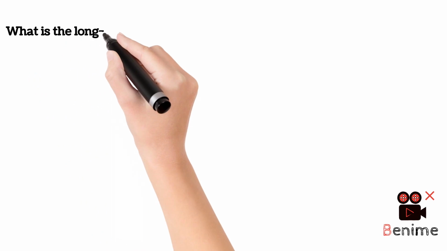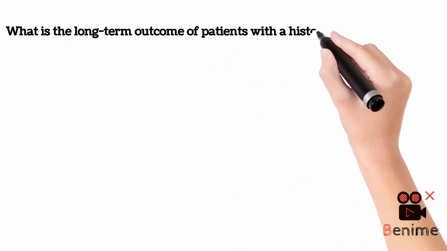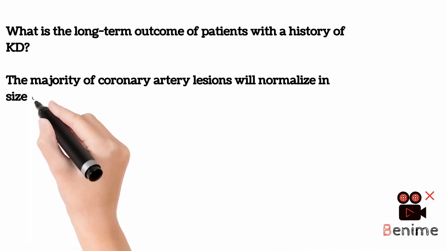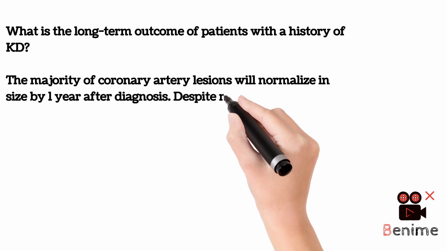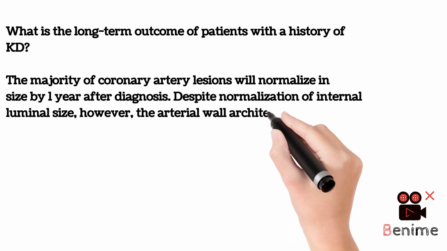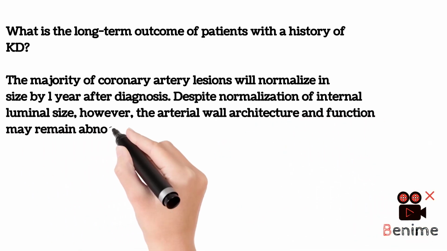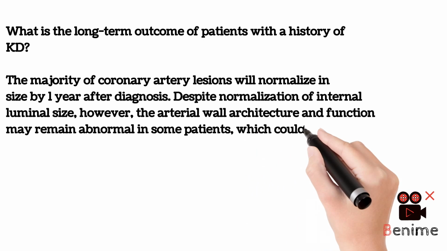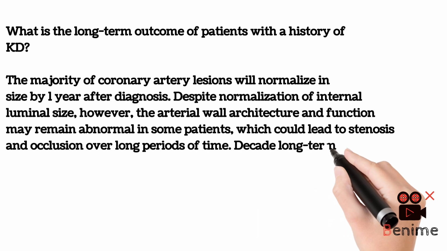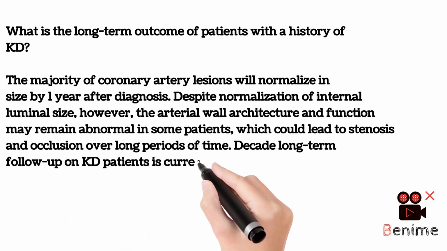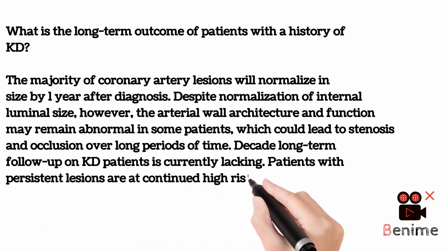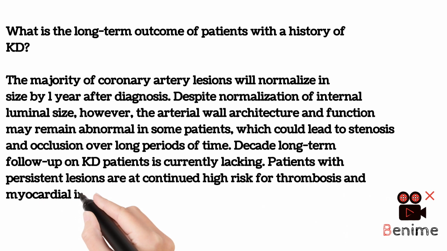What is the long-term outcome of patients with a history of KD? The majority of coronary artery lesions will normalize in size by 1 year after diagnosis. Despite normalization of internal luminal size, however, the arterial wall architecture and function may remain abnormal in some patients, which could lead to stenosis and occlusion over long periods of time. Decade long-term follow-up on KD patients is currently lacking. Patients with persistent lesions are at continued high risk for thrombosis and myocardial infarctions.